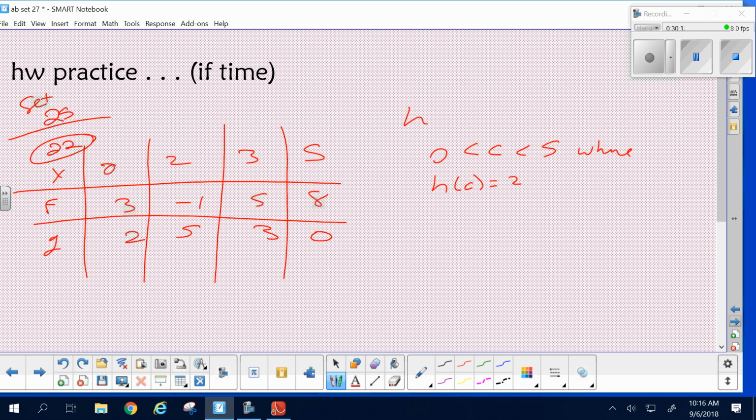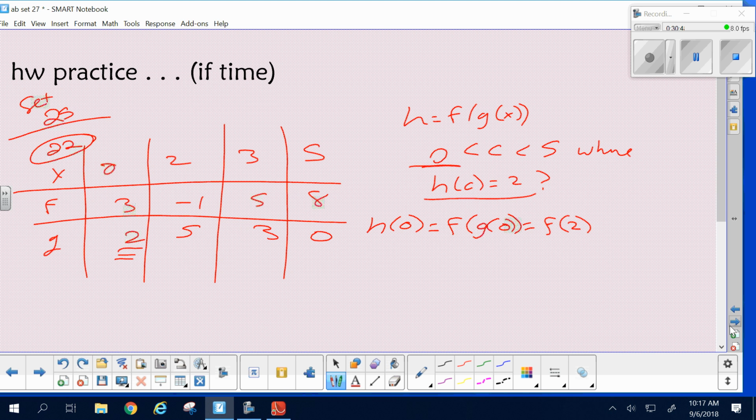Okay, so the first thing you want to do is you need to get some H action. You need to know, well, what is H around here? This table is all about F and G. So the first thing you want to do is, what is H at each end? If I want H at 0, then H at 0 is F of G of 0. G of 0 according to the table is 2. So I plug that into F. F of 2 is -1. So H is at -1.